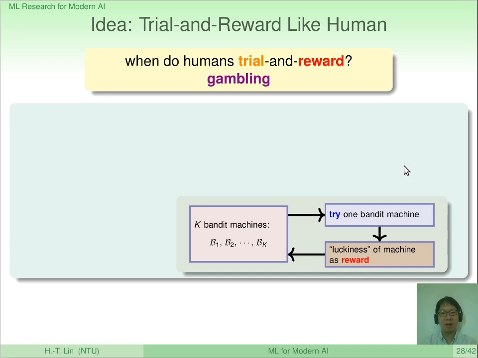That means, if you have several vending machines in front of you, what you may do is try one vending machine, put a coin in and see what kind of reward you get. If after trying several machines, you observe a machine that's particularly lucky, in your mind, you may give that machine more chance, or have some strategies to decide what to do in order to leverage the luckier machine.